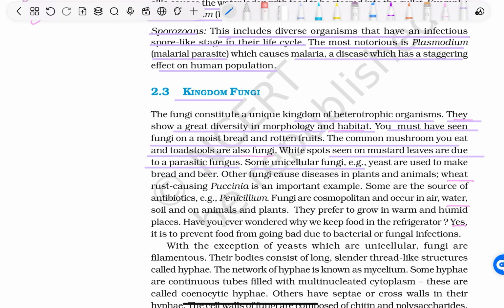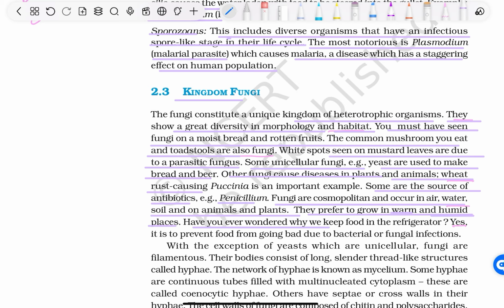Some unicellular fungi, for example yeast, are used to make bread and beer. Other fungi cause diseases in plants and animals. Wheat rust caused by Puccinia is an important example. Some are the sources of antibiotics, for example Penicillium. Fungi are cosmopolitan and occur in air, water, soil and on animals and plants. They prefer to grow in warm and humid places.